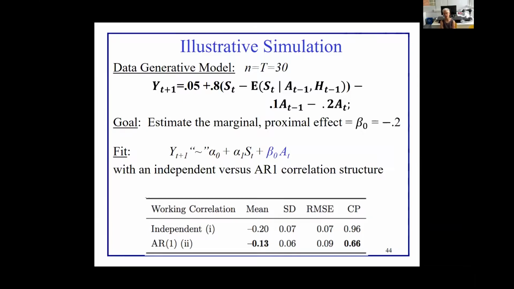But then when we tried to take advantage of that AR1 correlation, everything went down the tubes. And that happened in these settings even though A_t is randomized. You're not getting misfit due to how you're controlling. It's really due to the fact that S_t here is endogenous. It's impacted by prior treatment.